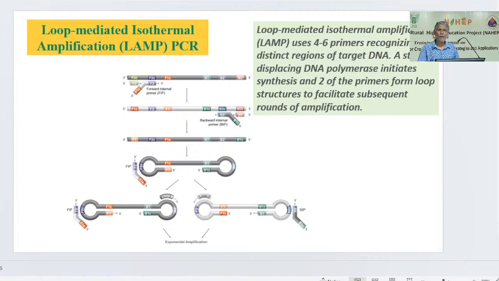Which one? You use normal polymerase. Normal polymerase means not Taq. DNA polymerase we use. I think I have one slide, fast to skip. See, this amplification was done much before PCR was discovered. You know, we used to do Southern hybridization. At that time you had to do it.